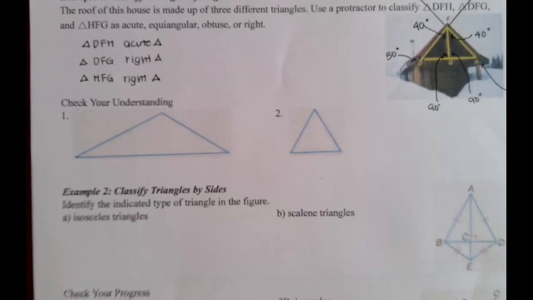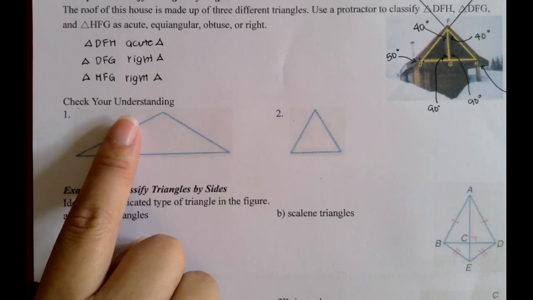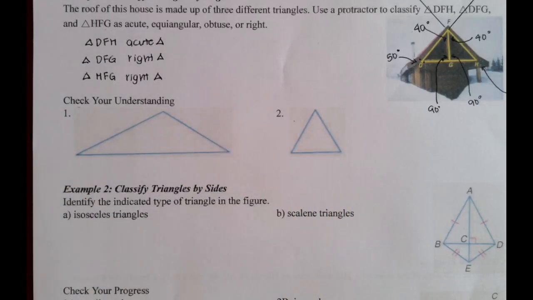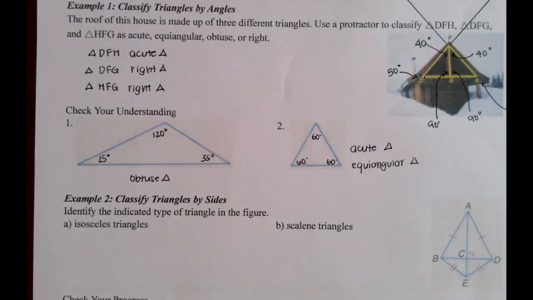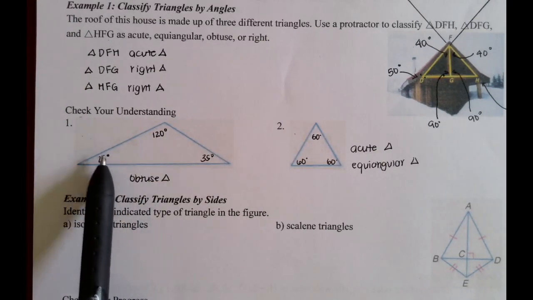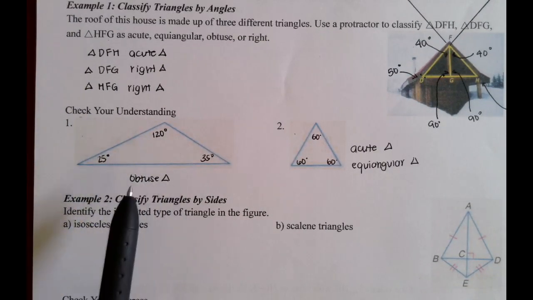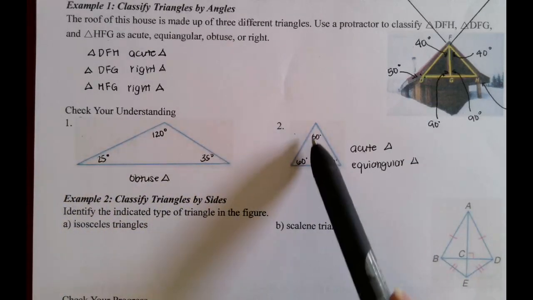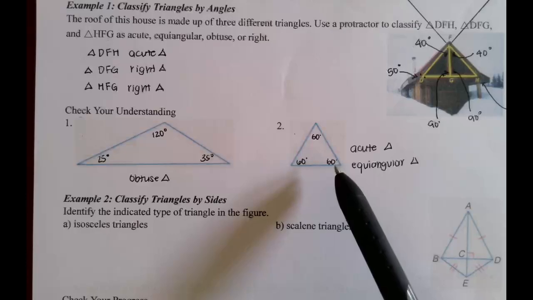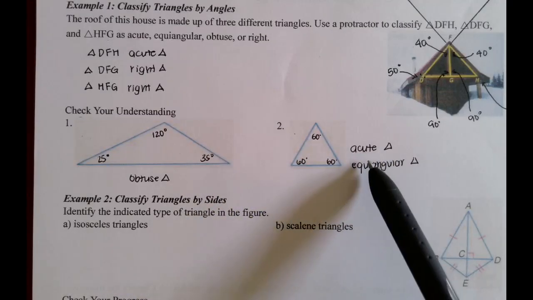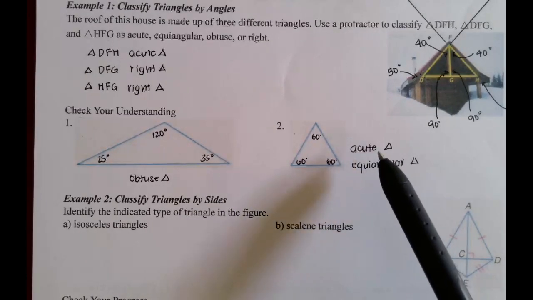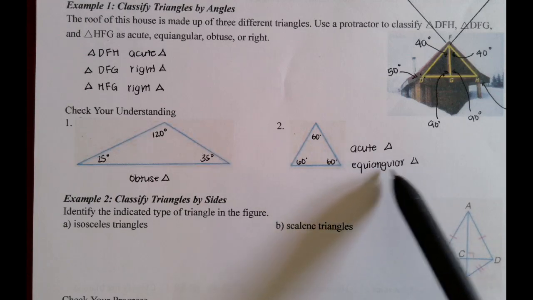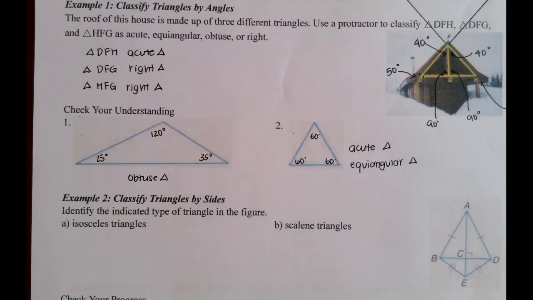Okay? So why don't you try check your understanding, not check your progress, but check your understanding 1 and 2, and then when you're done, come check your answer. Okay, for check your understanding 1, you should have gotten an obtuse triangle because there is one obtuse angle. Number 2, since all of them measured 60 degrees, they're all less than 90. That would make it an acute triangle, or more specifically, an equiangular triangle because all of the angles are equal.